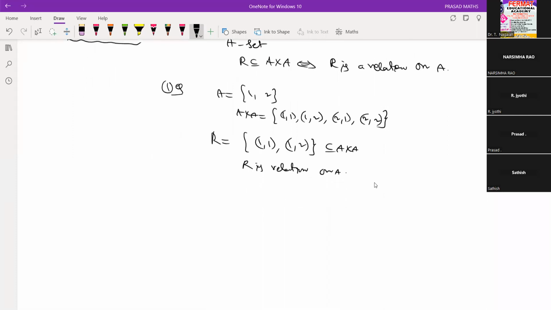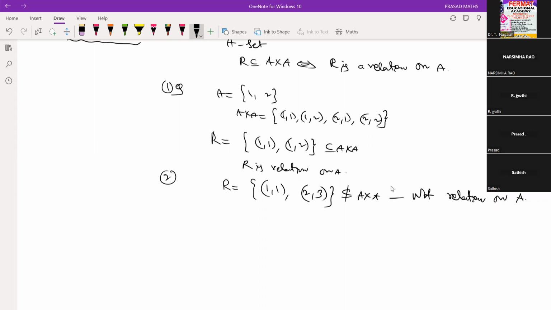Suppose you take R equals (1,1), (2,3). Is it a relation on the set A? No, sir. Because it's not a subset of A cross A, therefore it is not a relation on the set A.